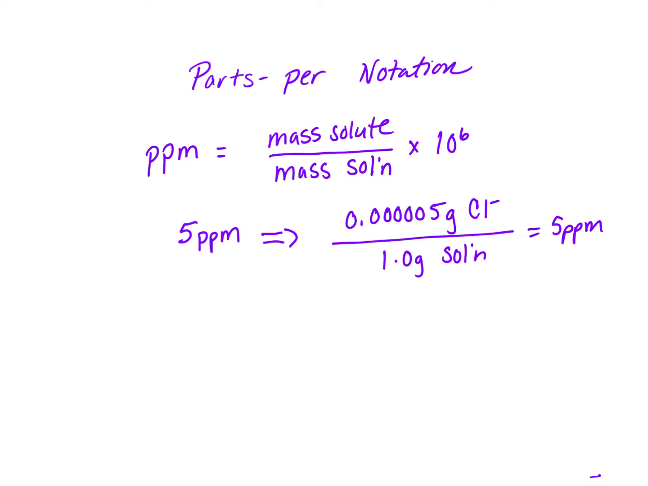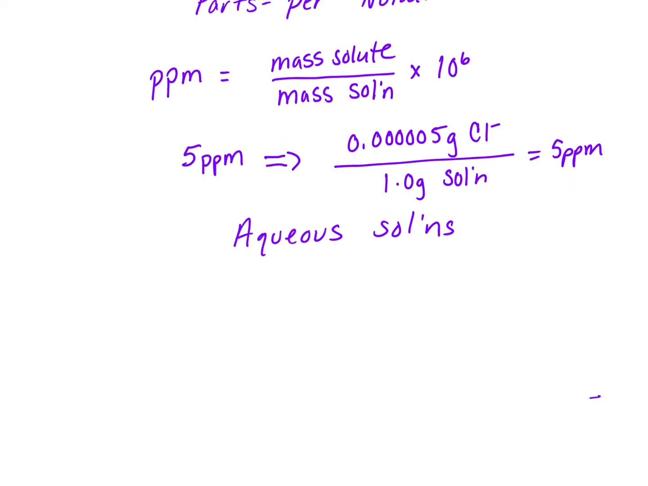Now, you see that the mass of the chloride ion is very small in relation to the mass of the solution. So you can see that the contribution of the mass of the chloride to the total mass of the solution is incredibly small. And if we're working in aqueous solutions, so in water, we can assume that the density of that solution is equal to 1 gram per milliliter.